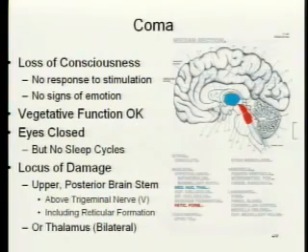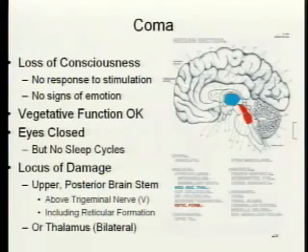Individuals in a coma have lost consciousness, but their hearts still work, they still breathe, they still digest food and eliminate food and all of that stuff. Their eyes are closed, but they don't seem to go through the normal cycles of sleep that a person with an intact nervous system does.